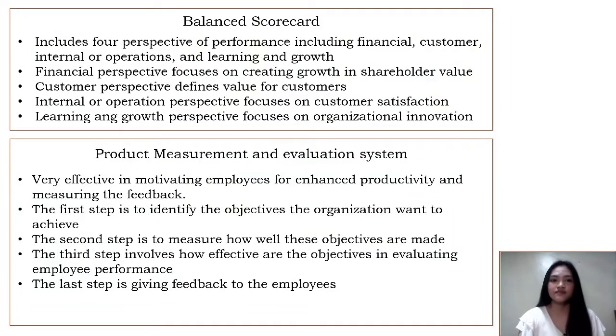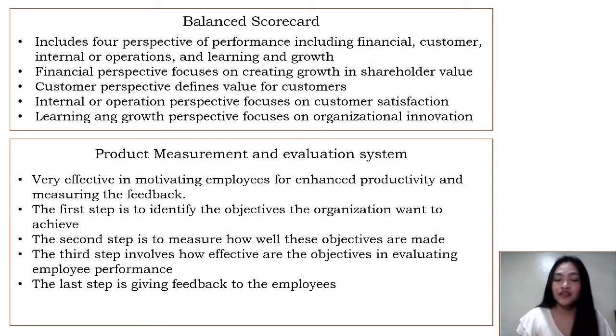Balanced scorecard. It includes four perspectives of performance, including financial, customer, internal or operations, and learning and growth. Financial perspective focuses on creating growth in shareholder value. What is shareholder value? This is the finances of the company, the income of the company. Customer perspective defines value for customers. Internal or operations perspective focuses on customer satisfaction, while learning and growth perspective focuses on organizational innovation.